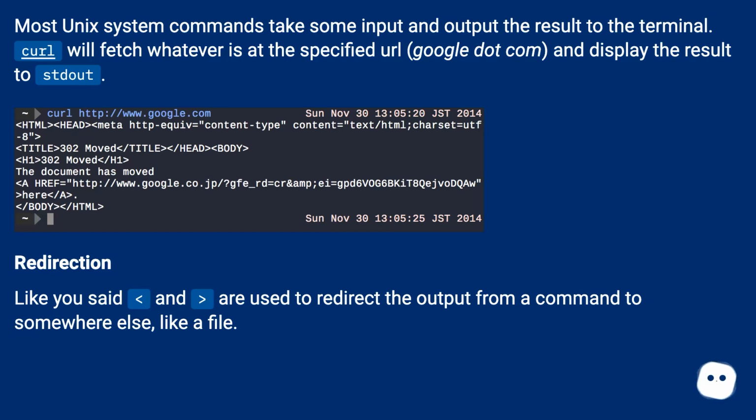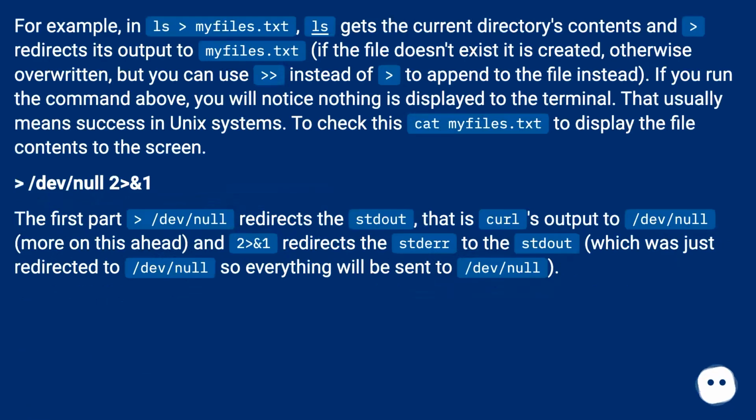Redirection, like you said: < and > are used to redirect the output from a command to somewhere else, like a file. For example, in ls > myfiles.txt, ls gets the current directory's contents and > redirects its output to myfiles.txt. If the file doesn't exist, it is created, otherwise overwritten, but you can use >> instead of > to append to the file instead.